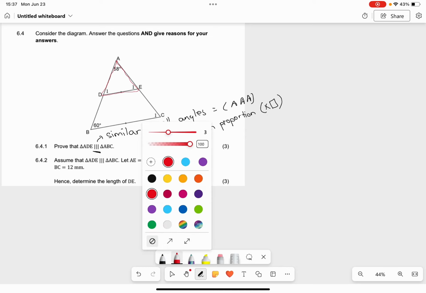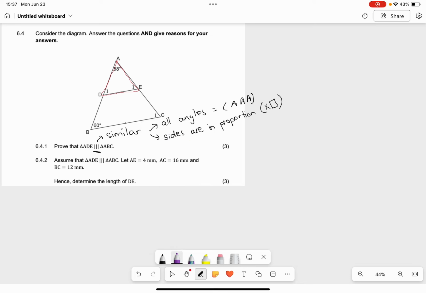Okay, cool. So they want me to prove that triangle ADE is similar to triangle ABC. Remember I told you there's two ways to prove it, and that's angle, angle, angle, or sides in proportion. Now, just look at this question here. We don't have any information about any of the sides. Do you guys realize that? So the only thing we can do is prove that the sides are in proportion.